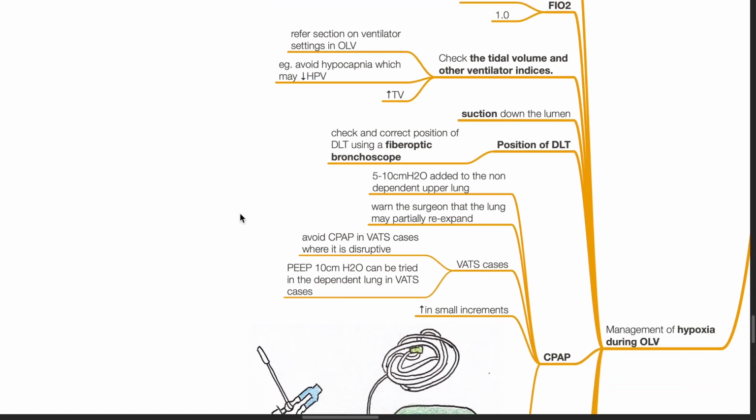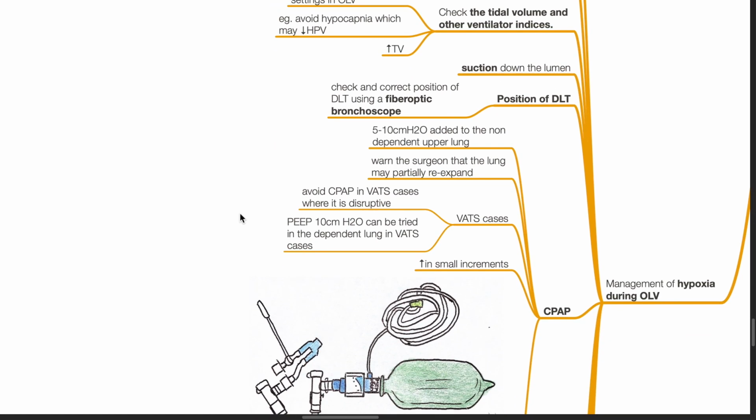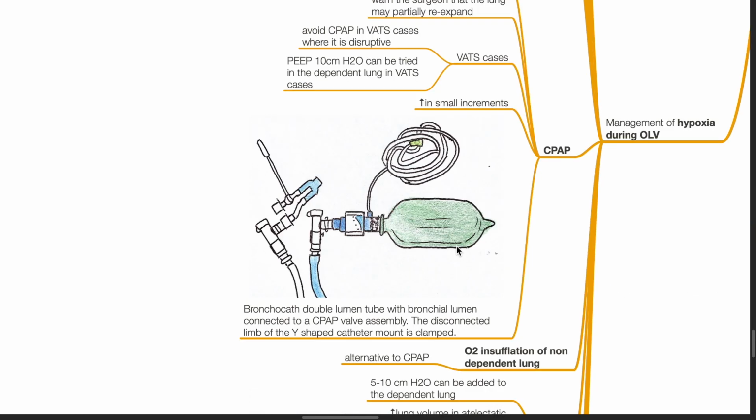Apply CPAP of 5 to 10 cm H2O to the non-dependent upper lung. Warn the surgeon that the lung may partially re-expand. In video-assisted thoracic surgery cases, avoid CPAP where it is disruptive. PEEP of 10 cm H2O can be tried in the dependent lung in VATS cases. Increase CPAP in small increments.